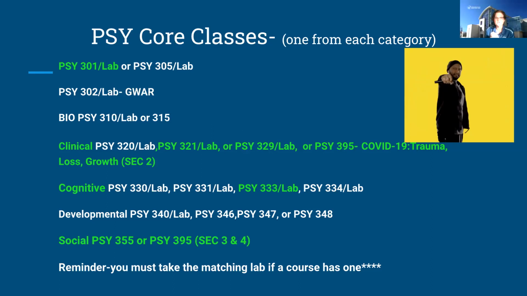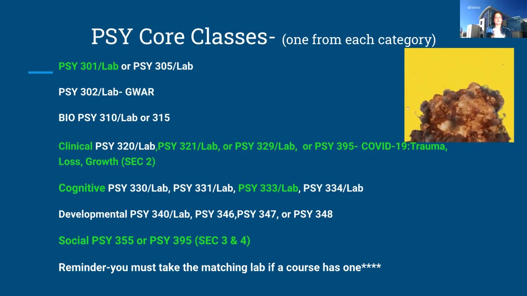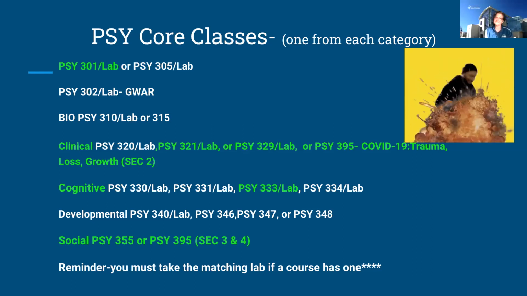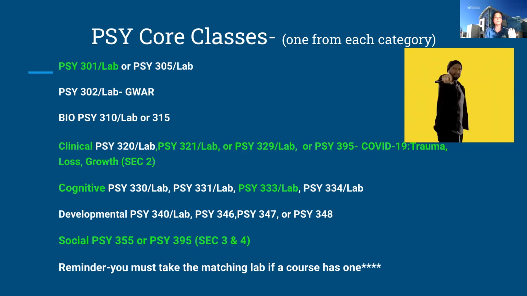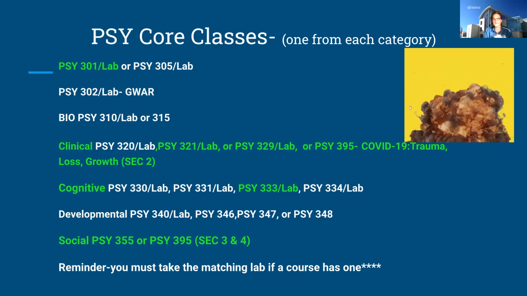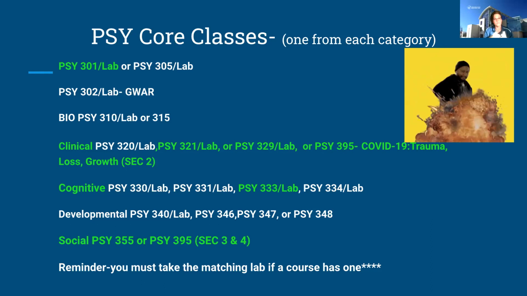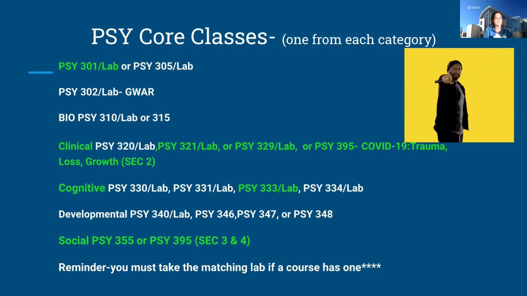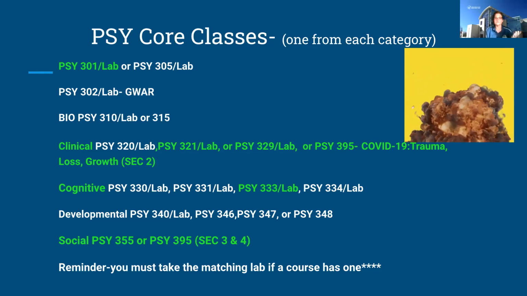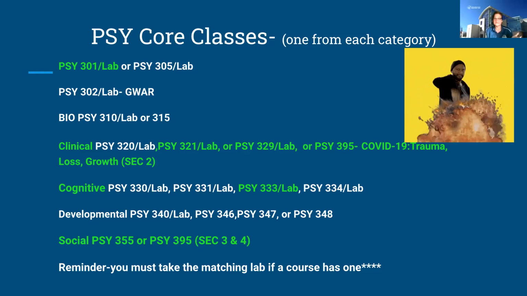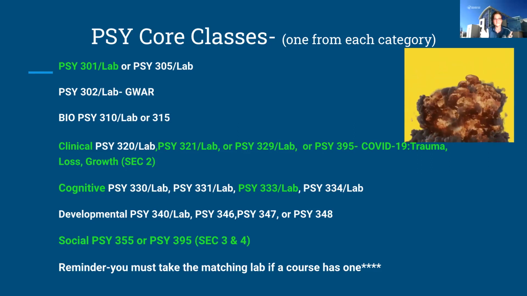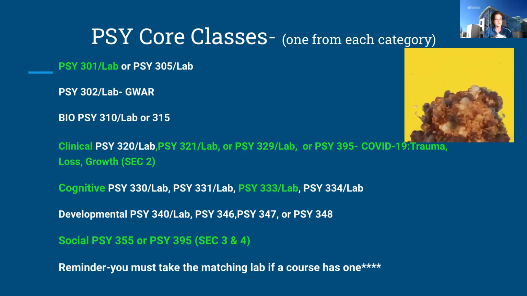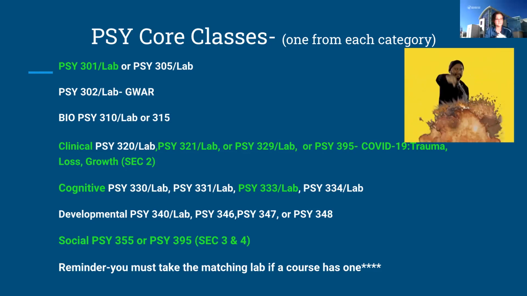Psych 302 is your upper division research methods. So you've done hopefully lower division at the community college. Now you're going to do upper division. It's also built in as our upper division writing class, or what we call here at Cal State Monterey Bay, GWAR. Biopsych, you'll need 1 class from either upper division Psych 310 plus the matching lab or 315 psychopharmacology. Both those classes are closed as of now, so you can take them next semester.